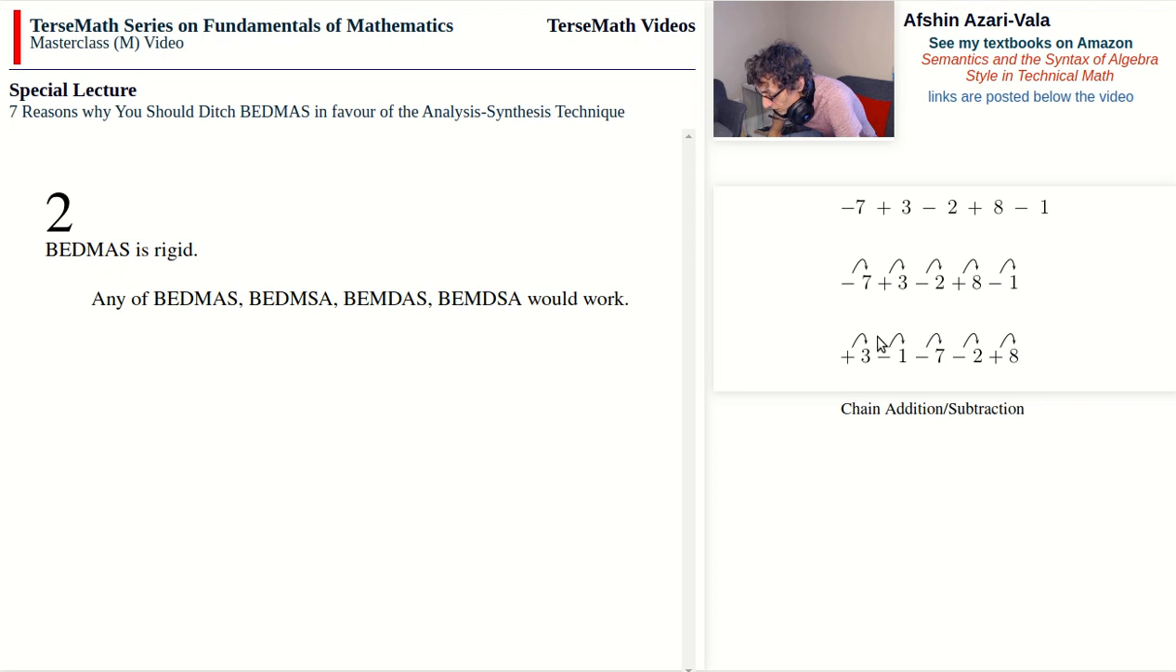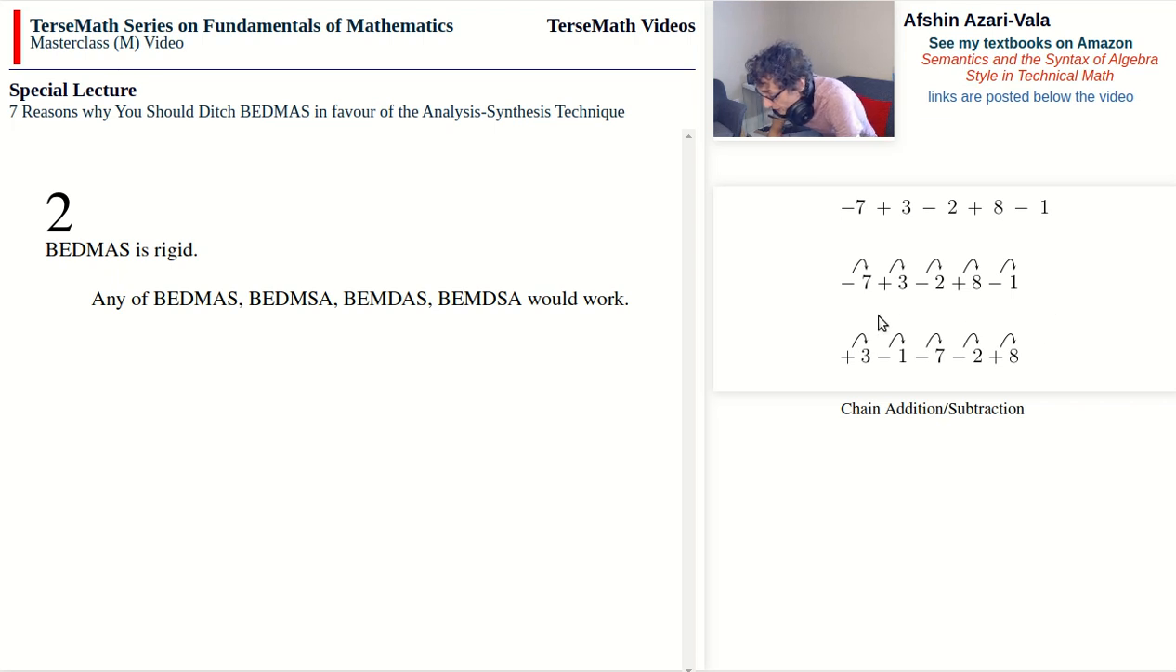So I could rewrite this expression as positive 3, so that would be the same as add 3, and then subtract 1, which is identical to subtract 1 here, then subtract 7, which is the same as subtract 7 here, subtract 2, the same as subtract 2 here, and then add 8, which again matches the addition by 8 here. And the argument is that both of these will give you the same answer.